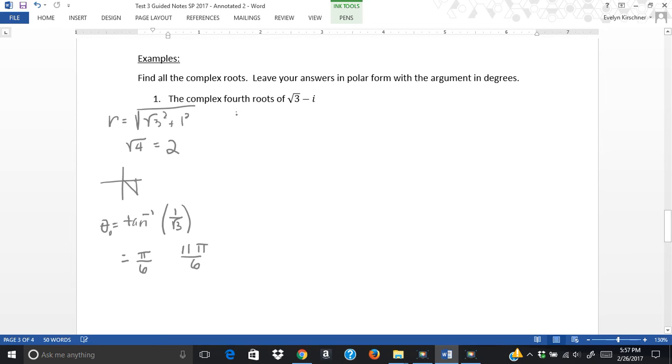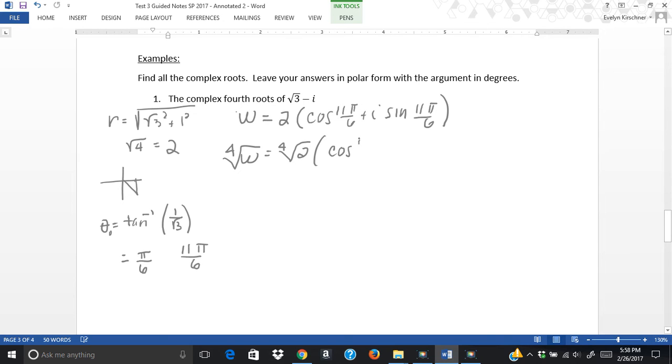So now I have my original value, let's say w, and that equals 2 times the cosine of 11 pi over 6 plus i sine of 11 pi over 6. And so I want to know what the fourth root of w is, because that's what I'm asking for. So that's the fourth root of 2, times cosine of 11 pi over 6 divided by 4 plus 2 pi k over 4, plus i sine of 11 pi over 6 over 4 plus 2 pi k over 4. So let's first figure this out.